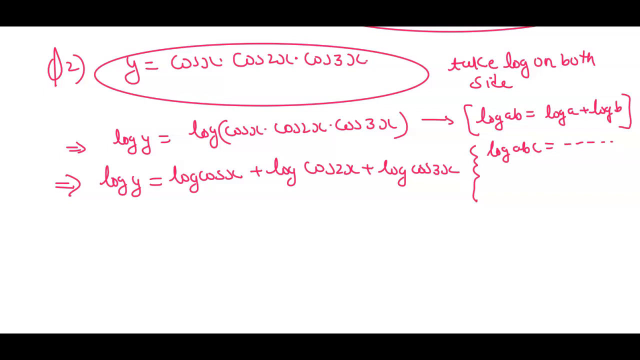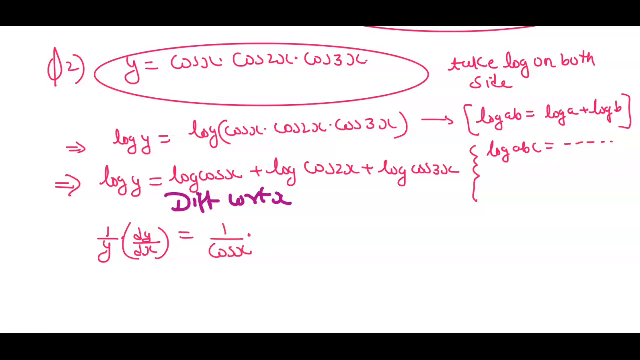Further moving on, differentiate with respect to x. Now if I differentiate with respect to x, it is 1 upon y, as log x is 1 by x, but here the derivative of y with respect to x is dy by dx. Log cos x gives 1 upon cos x, function and angle, then derivative of cos x. Log cos 2x, in the similar pattern, is 1 upon cos 2x into derivative of cos 2x.